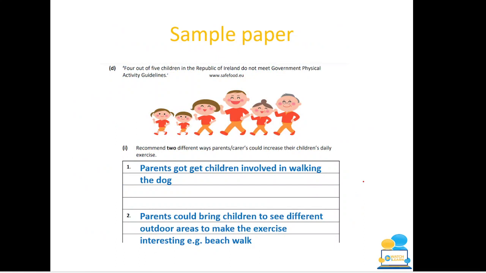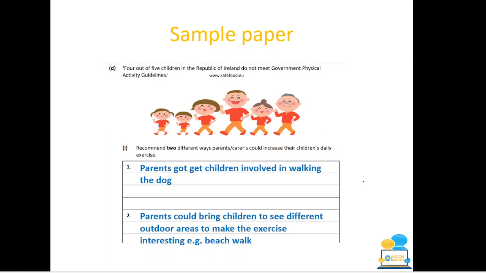So here is a sample paper from the State Examinations Commission. So this says here, 4 out of 5 children in the Republic of Ireland do not meet government physical activity guidelines, okay? So recommend 2 different ways parents or carers could increase their children's daily exercise. So make sure to check out our My Junior Cycle Home Ec YouTube Saturday session on question analysis, okay? And where you'll be able to figure out how much detail a question is asking you, okay? So this is recommend, so it's looking for you to write a sentence, okay? We're looking at 2 different ways parents could increase their child's daily exercise.